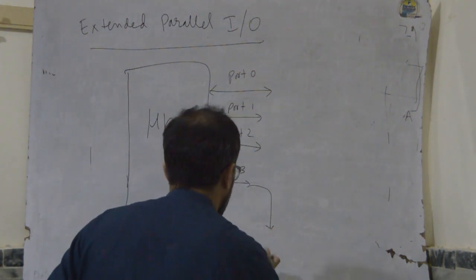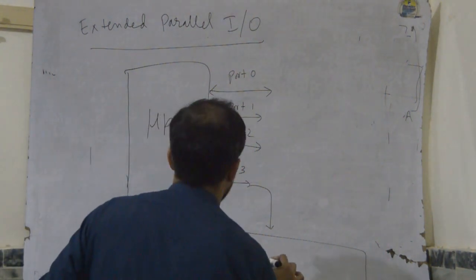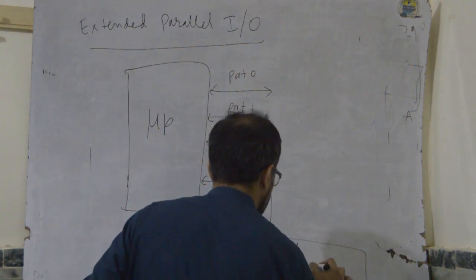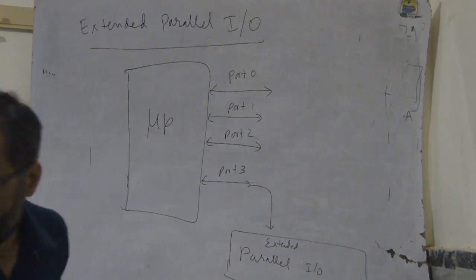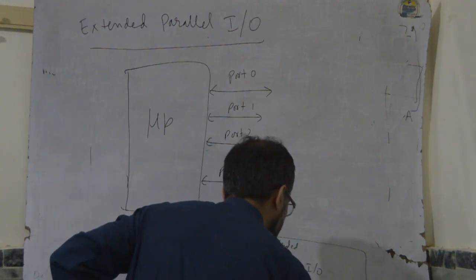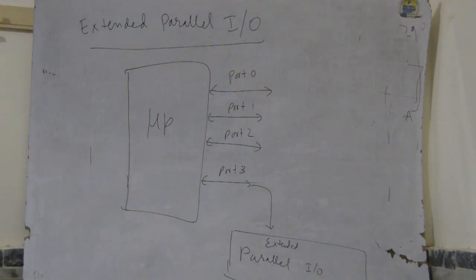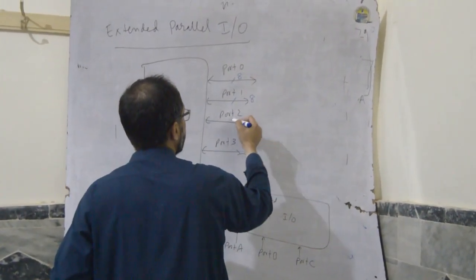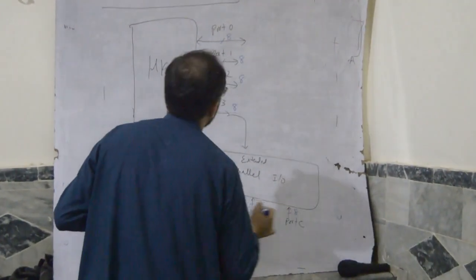This port 3 is connected with an extended parallel IO, and this is now connected with port A, port B, and port C. If you look at this example, let's assume that the size of all ports is 8 bits. This is 8 bit data, this is also 8 bit data, and this is also 8 bit data, 8 bit data, and 8 bit data.